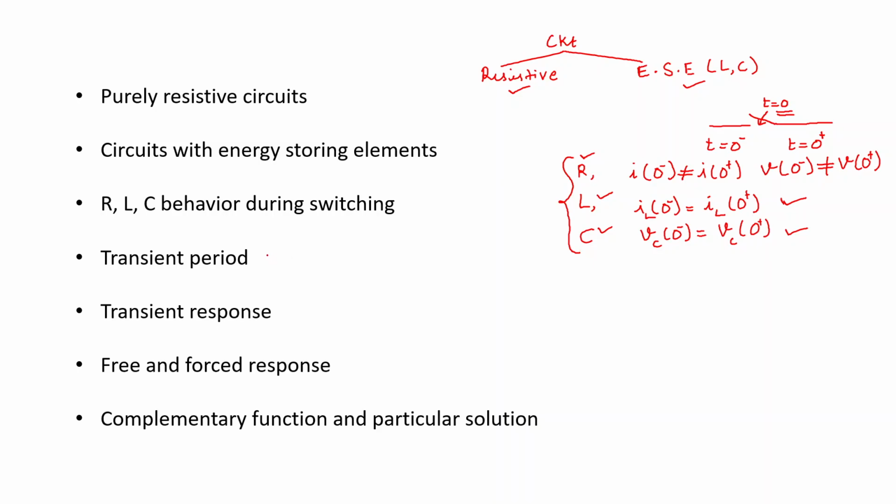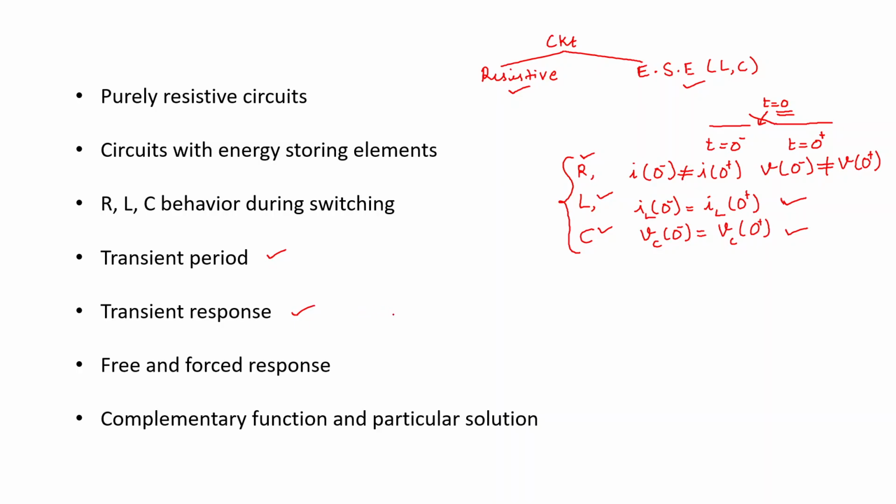So coming to transient period, the time required by the network to change from one steady state to another steady state. This time period is what is called a transient period, and the values of current and voltage during this transient period is what is called a transient response.